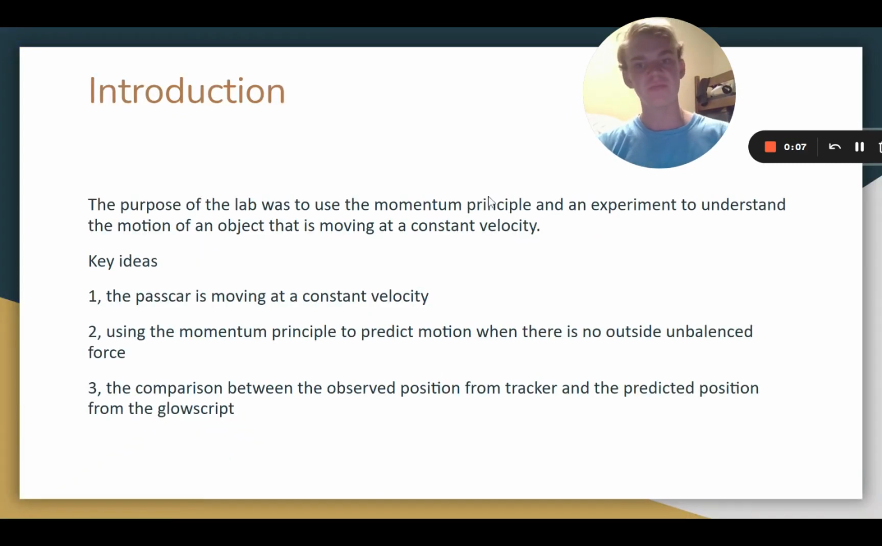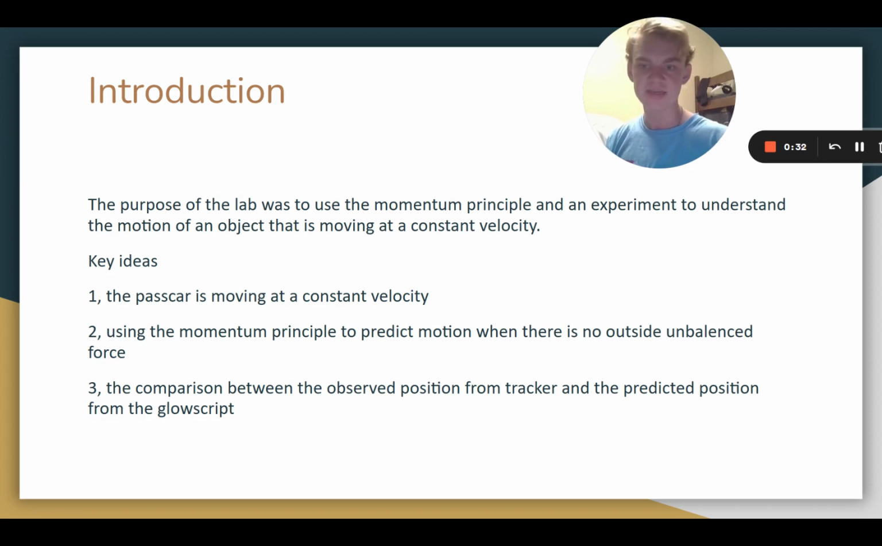For an introduction, the purpose of this lab was to use the momentum principle and an experiment to understand the motion of an object that is moving at a constant velocity. Some of the key ideas were that the object, in my case a pasco car, is moving at a constant velocity, and the second key idea is using the momentum principle to predict the motion when there is no outside unbalanced force.